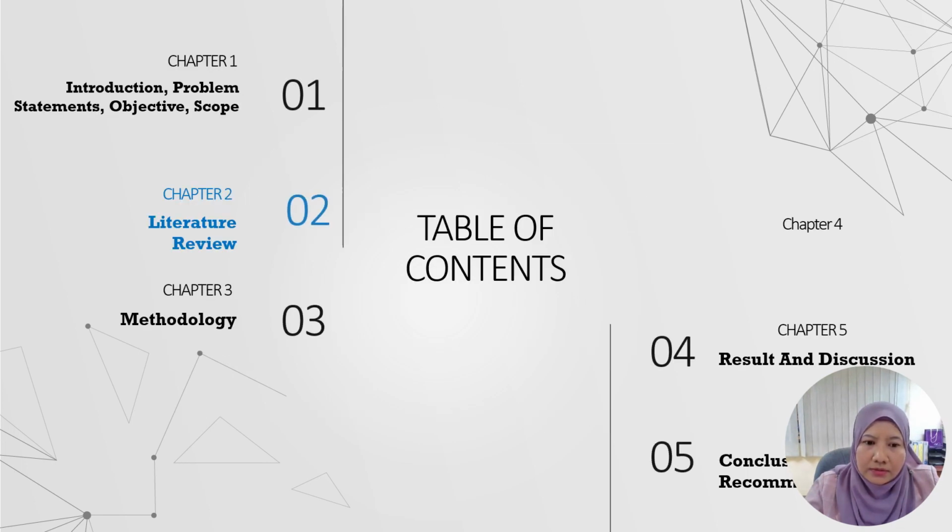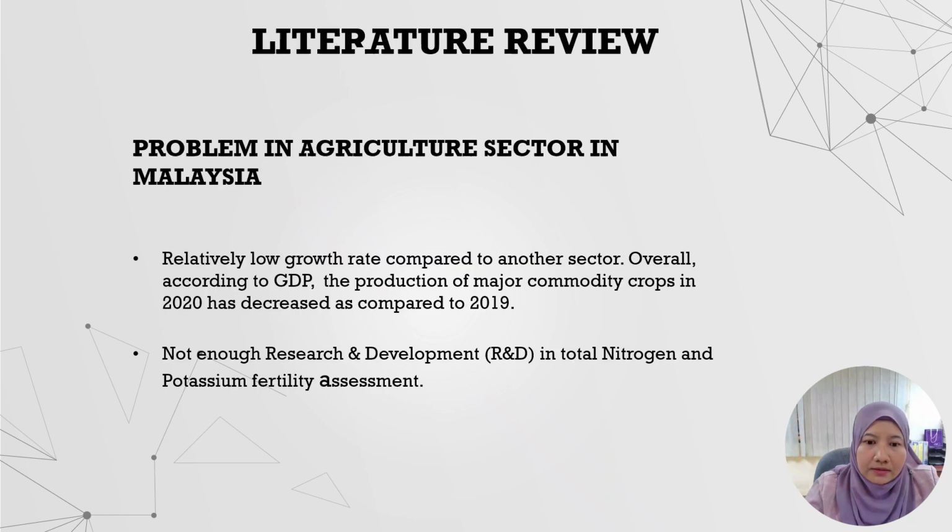Okay, for Chapter 2, which is the literature review. We have studied the problem in the agriculture sector in Malaysia. The problem is not enough research and development in total nitrogen and potassium fertility assessment.